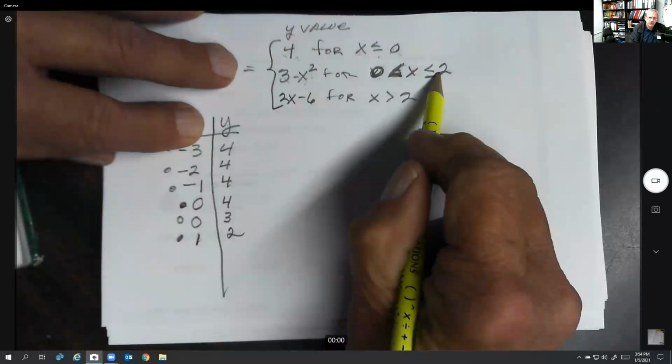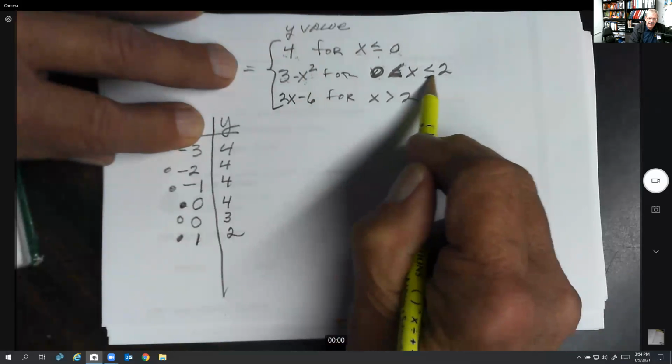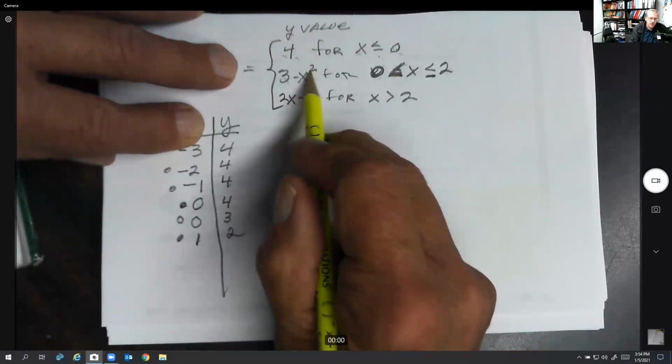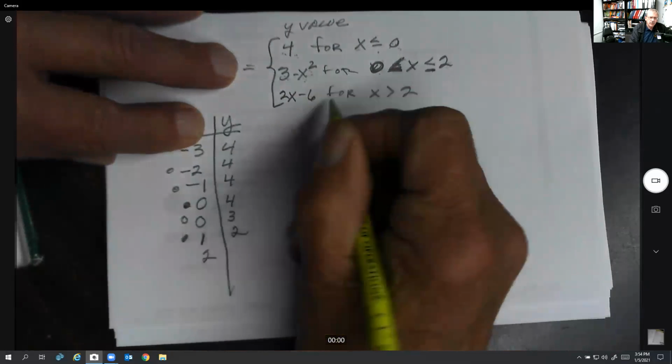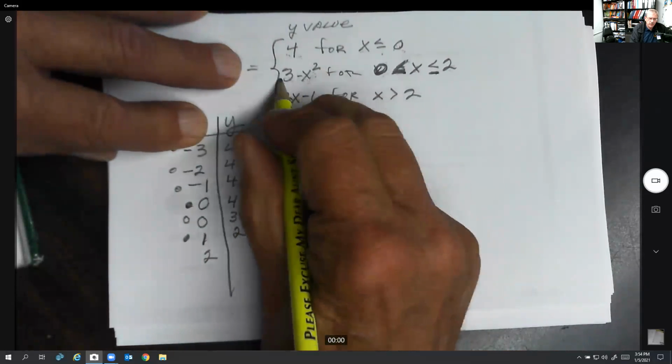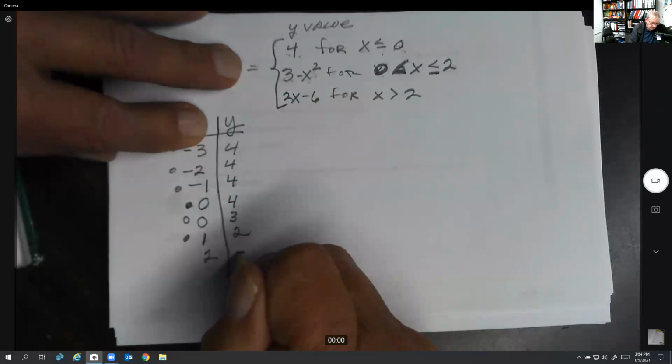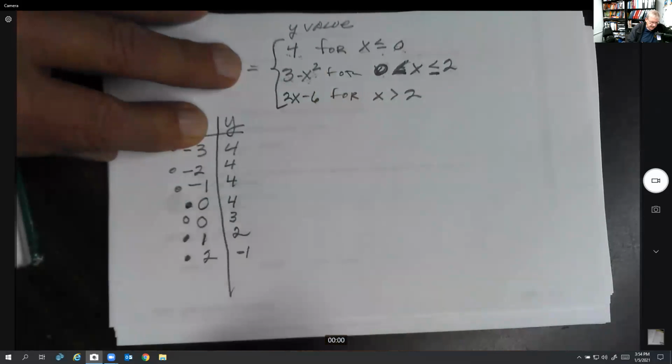And when I put in a 2, that also will be an exact answer because it says it's equal to 2. So 3 minus 2, let's put in a 2. 3 minus 2 squared is 4. 3 minus 4 is negative 1. And that's going to be an exact answer.